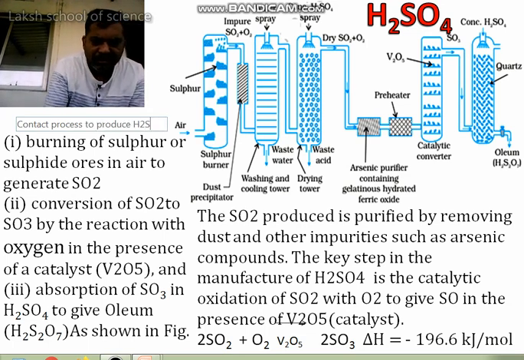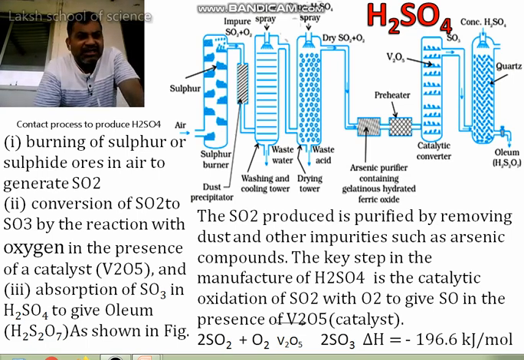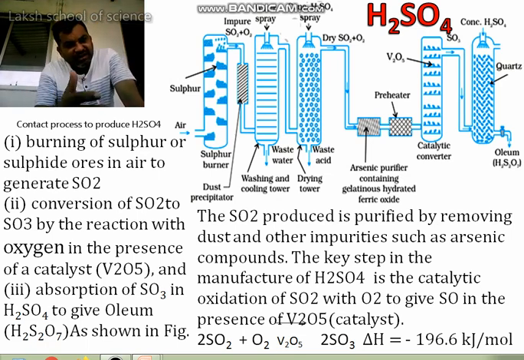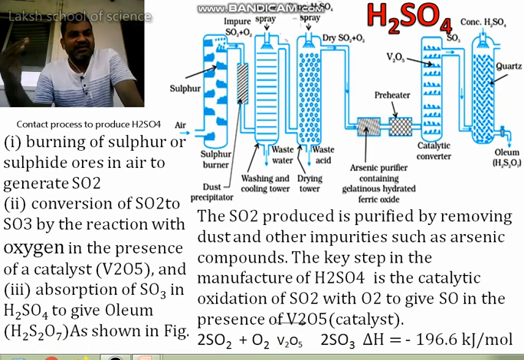Okay, so I should give a heading here, that this is nothing but the contact process. So I am giving the heading: contact process to produce H2SO4. Actually sulfuric acid is made in 3 steps in the contact process.